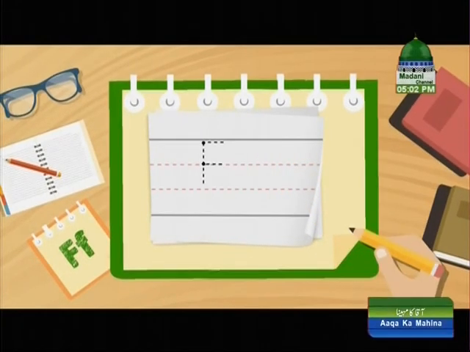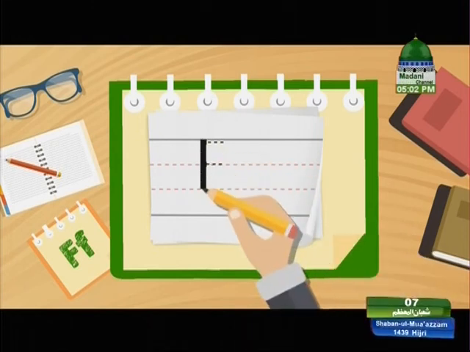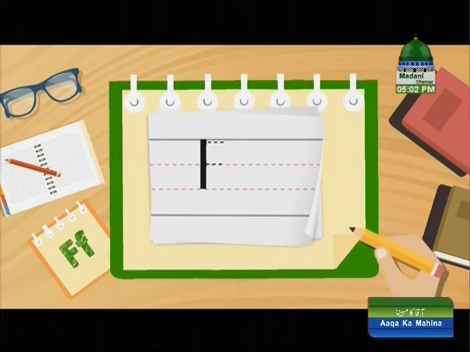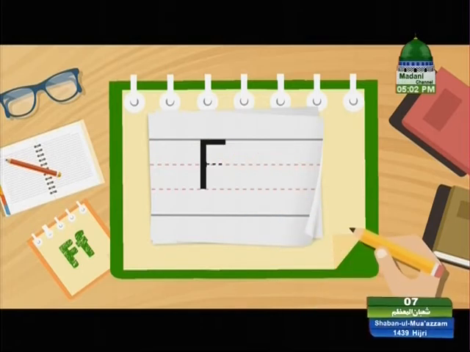Capital F. Start from the top and draw standing line down. Go again to the top and draw one sleeping line to the right. Then go to the middle and make another line in the same way.